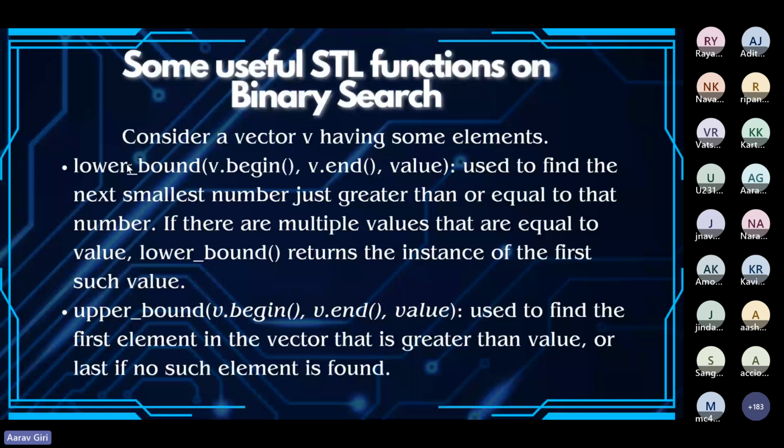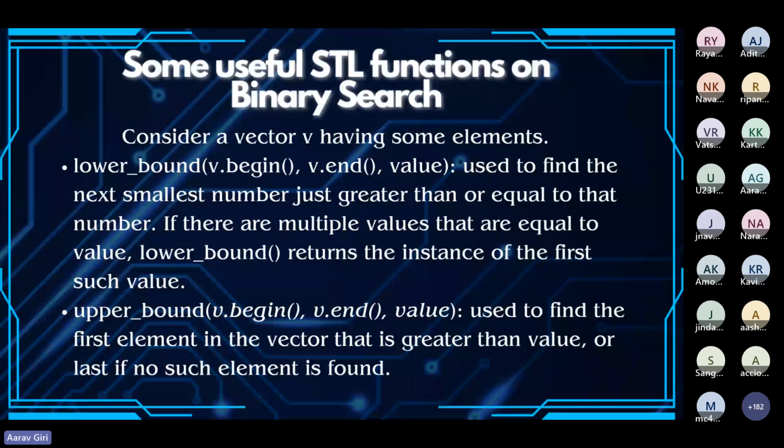So now, what is the lower bound function? Lower bound function is used to find the next smallest number, which is just greater than or equal to that number. All right. And if there are multiple values, you'll return the first instance. So you'll return the smallest instance.